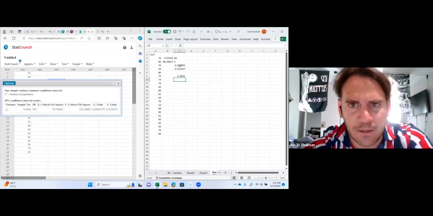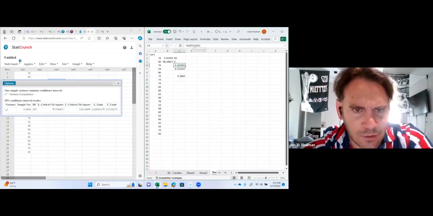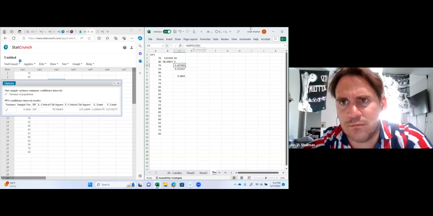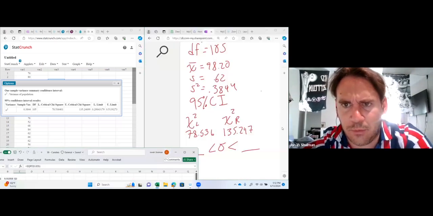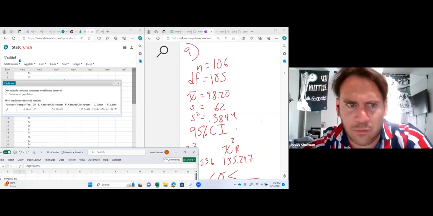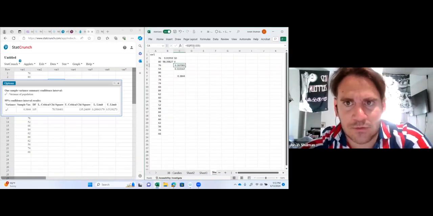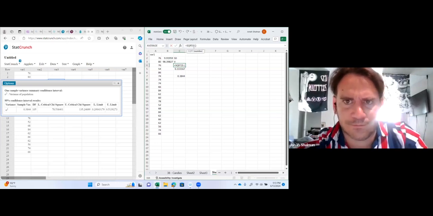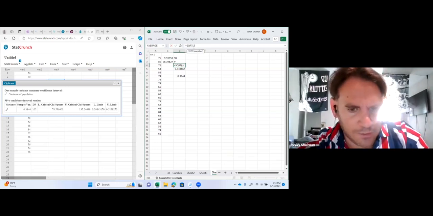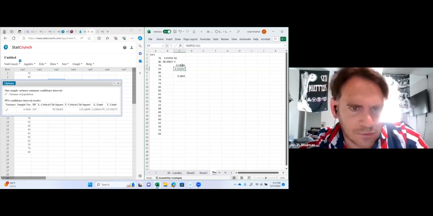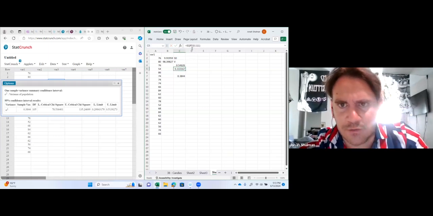So I need the square root of 0.29, right? Is that the right one? Yep, it is the right one. I just like to double check. So I need the square root of 0.2984. I need the square root of 0.5139.